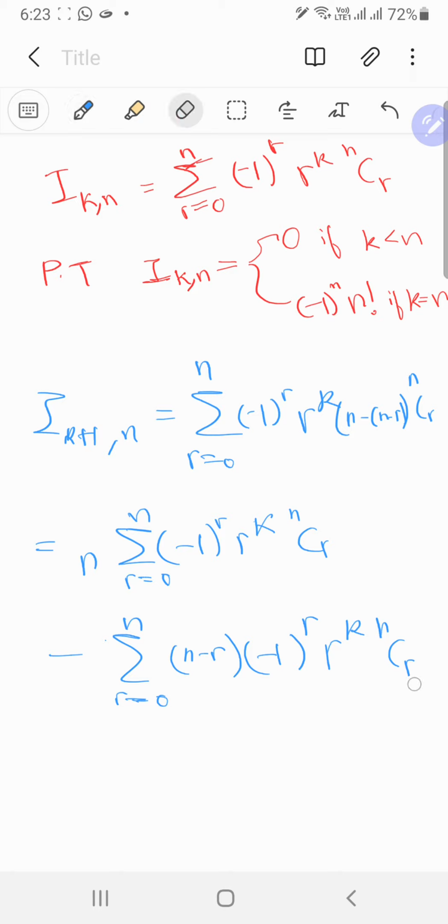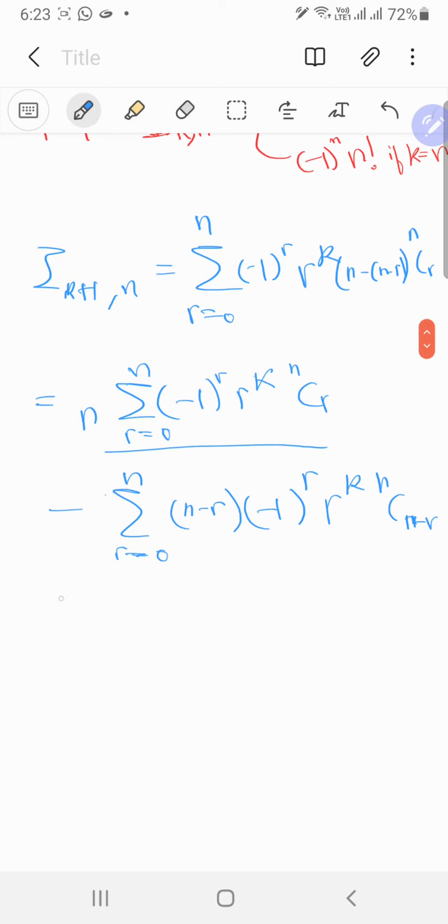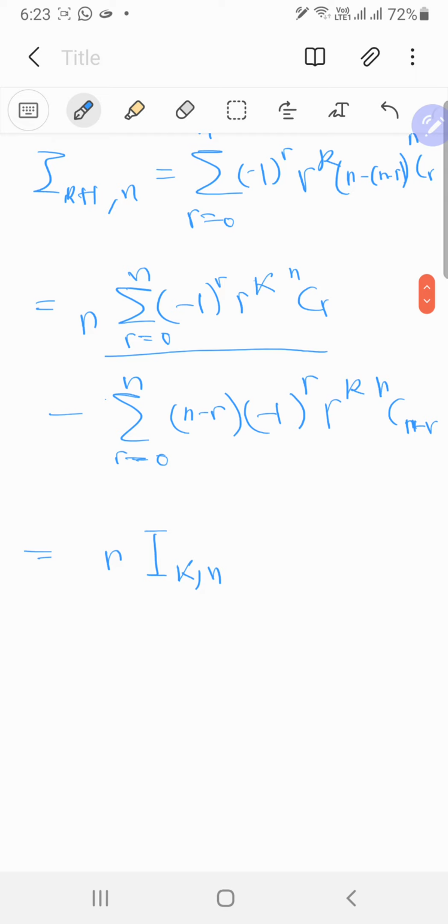I'm going to write this nCr as nC(n minus r), right? Okay, so you see that this thing, actually we know what that thing is. That thing is just n times I sub k comma n, right? We define it like that. And what about this thing though? So you see you have n minus r over here, and over here you also have n minus r. Maybe we can do something from that.